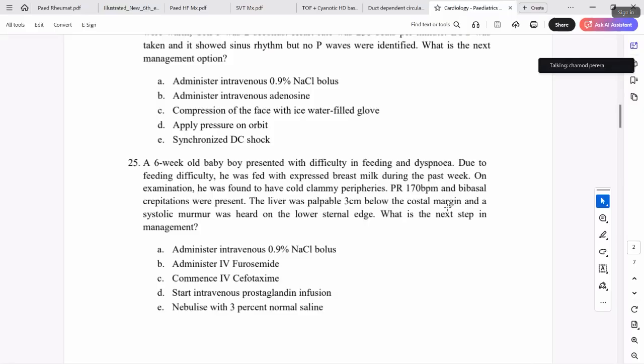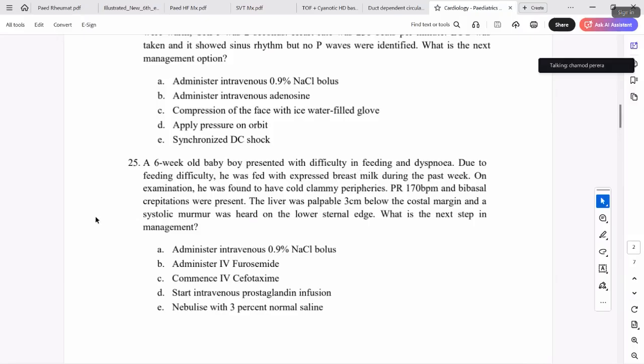So this baby is obviously in heart failure, right? The symptoms are difficulty feeding and dyspnea, right? Those are the main symptoms of heart failure, and they will have scalp sweating, right? Those are the main manifestations. Also this patient is having some form of shock, because of cold clammy peripheries with tachycardia. So he seems to be in something like cardiogenic shock.